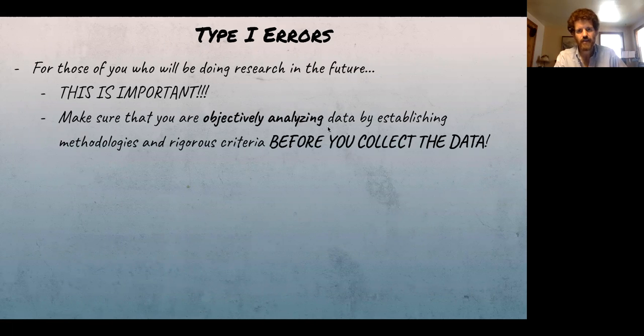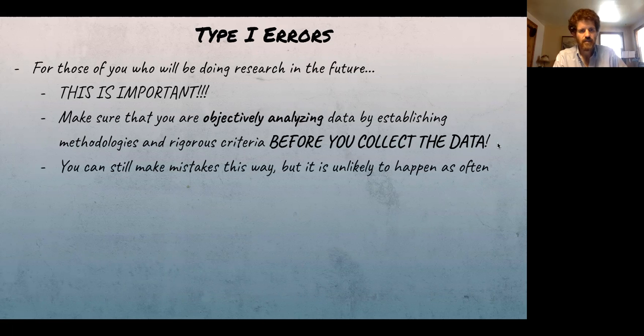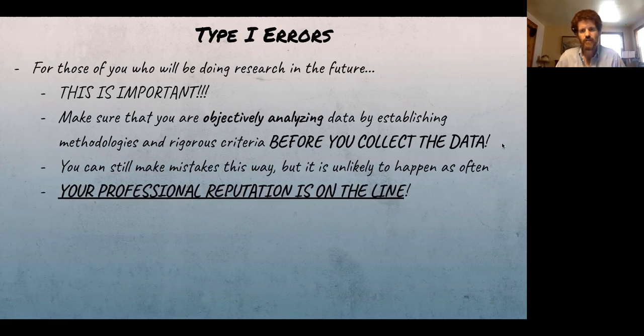Make sure you're objectively analyzing your data by establishing methodologies and rigorous criteria before you collect the data. Very important. It can still result in mistakes, but it's not likely to happen as often, and your professional reputation is on the line. Now, that's a bit extreme to say, but also in some ways not. You want to make sure that you are approaching things in an objective way. Certainly, you want to make sure that if a mistake was made, it wasn't because you acted unethically. You can just later say, well, I guess it was random chance.